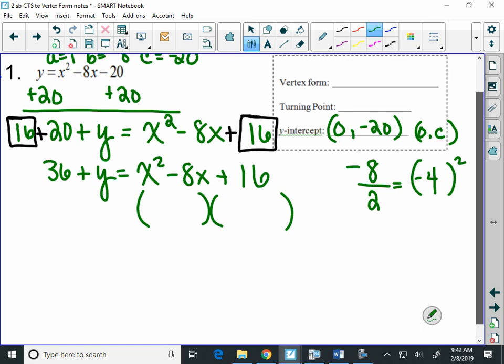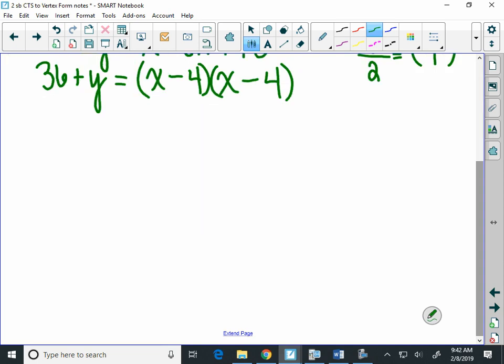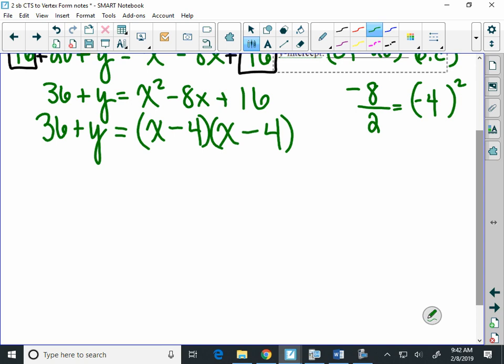They must. But x squared is x times x. And how can we break apart 16 so that it's 2 numbers multiplied by itself, or 1 number multiplied by itself? 4 times 4 is 16. The sign in front of the 8x is negative, so these are both going to be negative. We have 36 plus y. And now let's condense. 36 plus y equals x minus 4 squared.